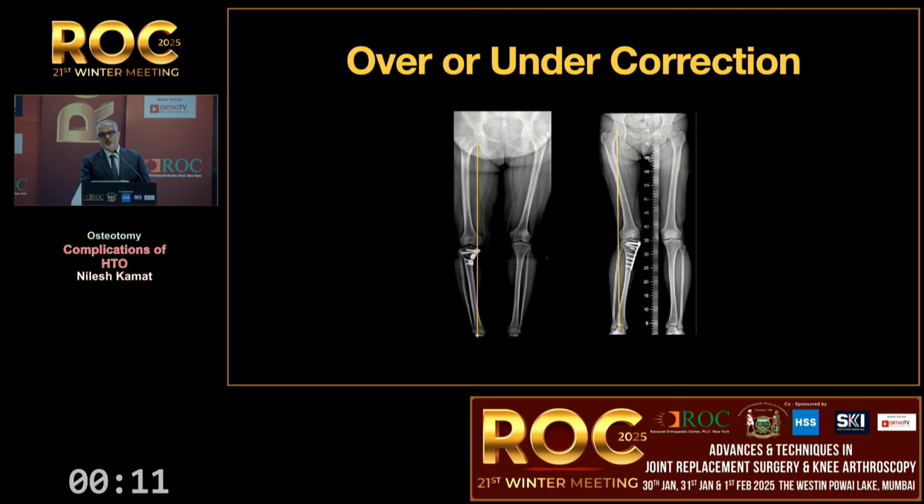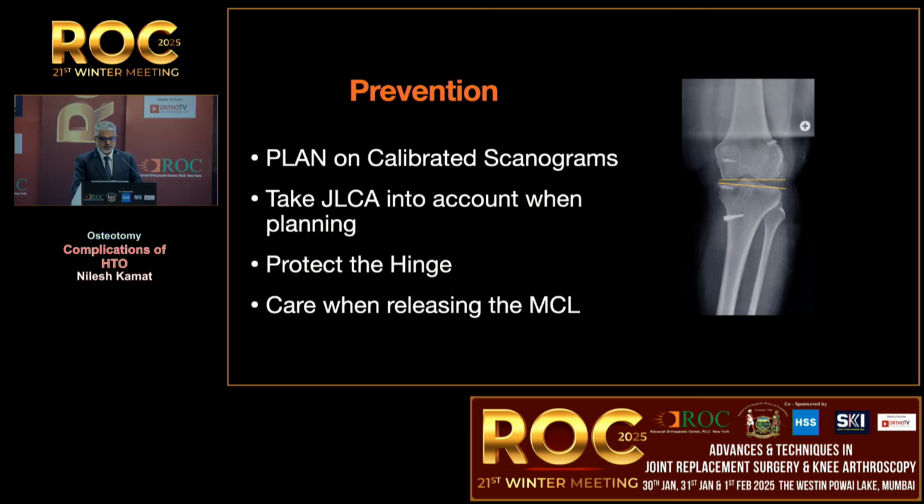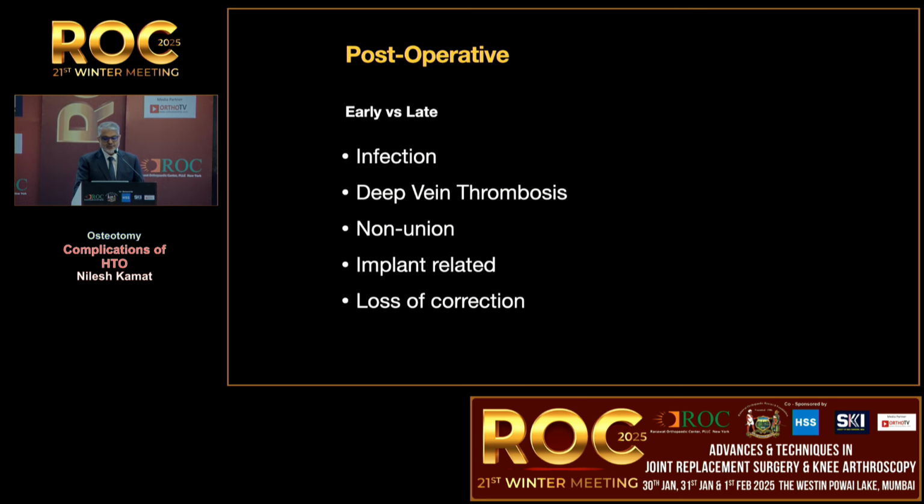What about under or over correction? This is not something uncommon, because if you don't plan pre-op and if you just rely on the alignment rod, understand your planning is on a weight-bearing X-ray. When you're doing it non-weight bearing with a cautery wire or with an alignment rod, you're not getting a true picture of the same. So again, if you want to prevent these complications, plan on calibrated scanograms, see to it that you do not cause any joint line obliquity, protect the hinge, and care needs to be taken when taking care of the MCL.